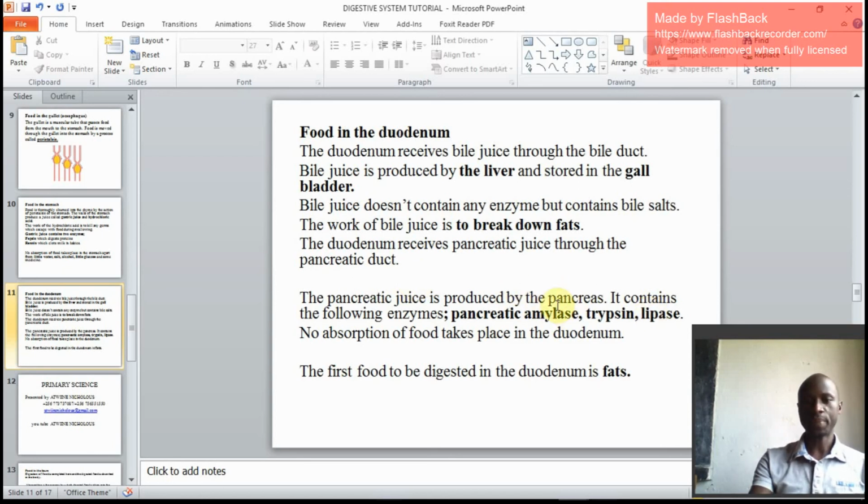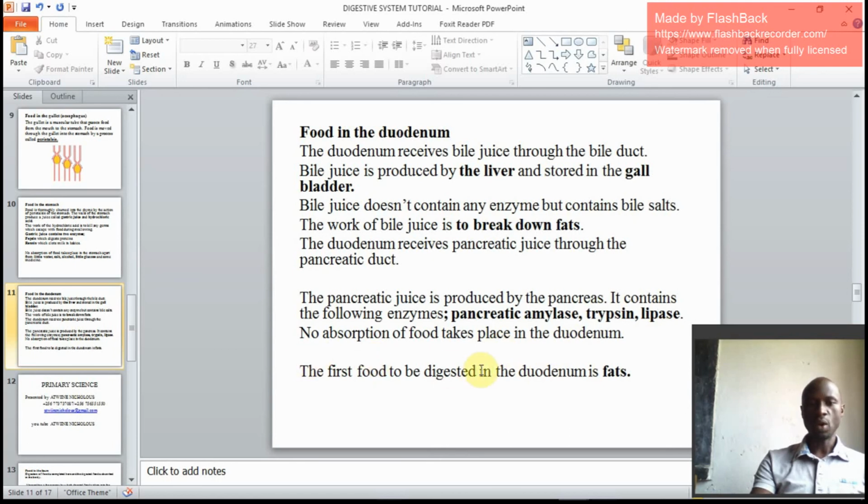Then that pancreatic juice contains enzymes like pancreatic amylase, which will act on starch and finish the action on starch. And then we have trypsin, which will finish the action on proteins. Then lipase will finish the action on fats.